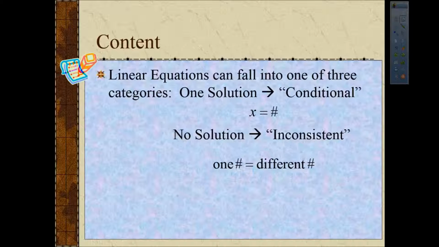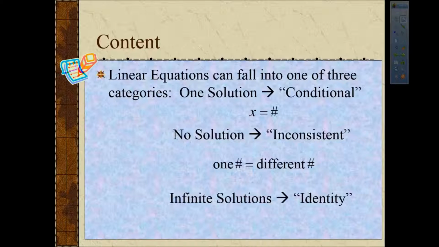The third possibility is something called infinite solutions, or we also use the term identity. And the way we recognize these is, after going through the process of solving, we'll have one number equal to the same number. All the x's can cancel out, leaving us just with a number equals the same number. Let me show you an example of that infinite solutions possibility.